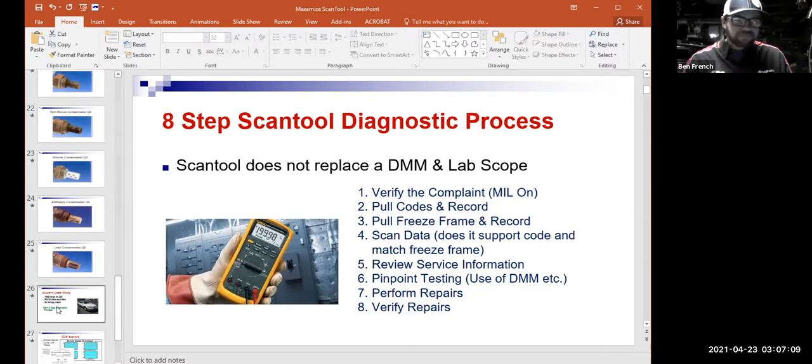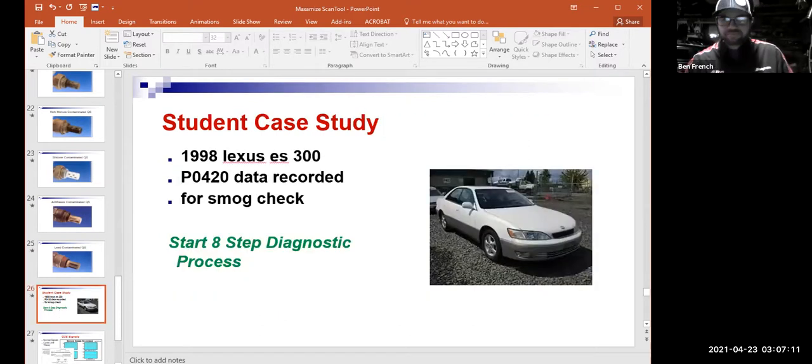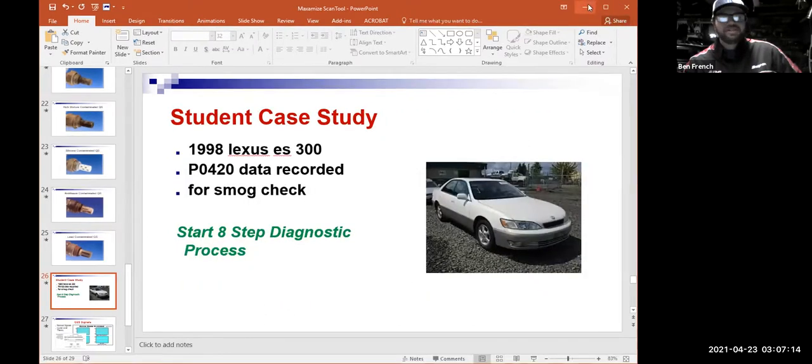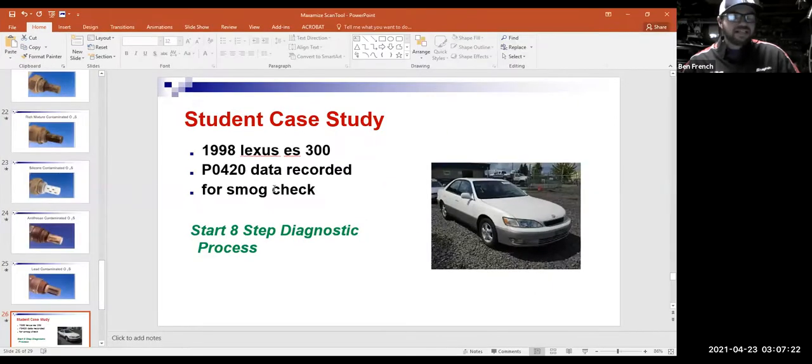So here's our case study. Now, I don't know if this is the picture of his actual car, but here's the car. A 1998 Lexus ES300. Okay, so it's a nice looking car there. And what does it have? It has a P0420. And of course, that's going to be a failure for smog check for certain.